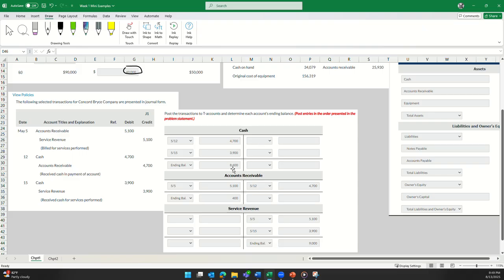You total up the debits and credits, and you get an 8,600 cash debit balance. Total up the accounts receivable debits and credits, and they net to a 400 debit balance at the end. Service revenue totals up to a 9,000 credit balance. And cash and accounts receivable are assets, for which the normal balance is a debit balance.